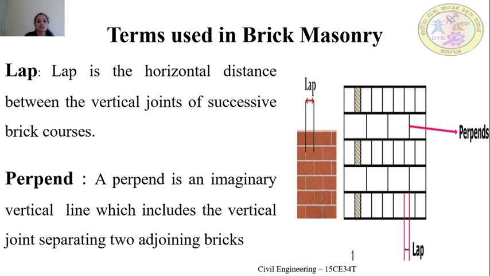The next term is the perpend. So a perpend is an imaginary, so come to this picture now. Perpend means it is just an imaginary vertical line which includes all the vertical joints. So it includes all the vertical joints that are separating two adjoining bricks.